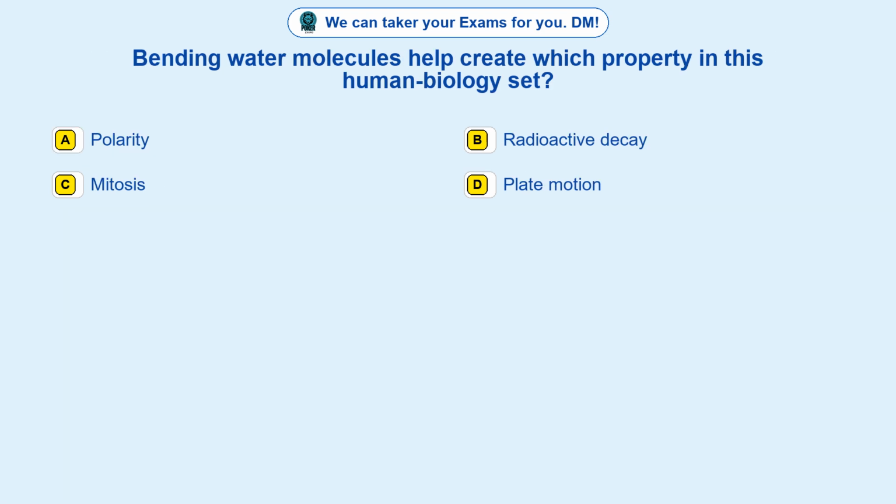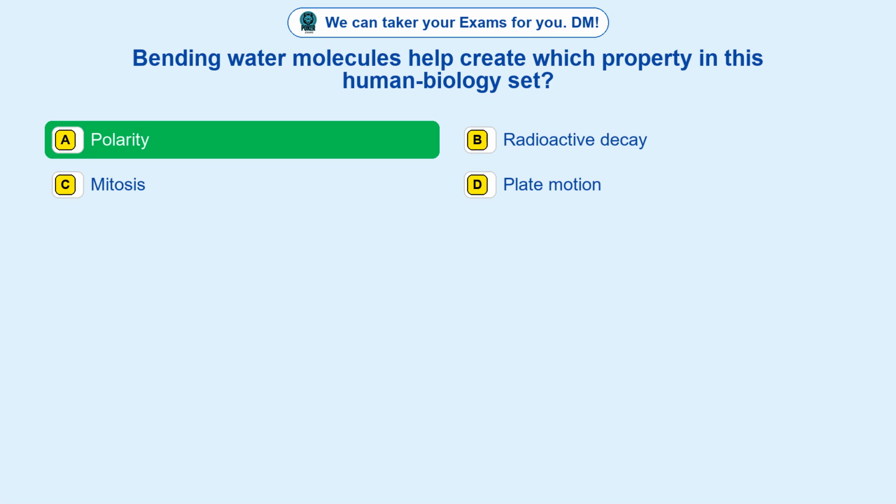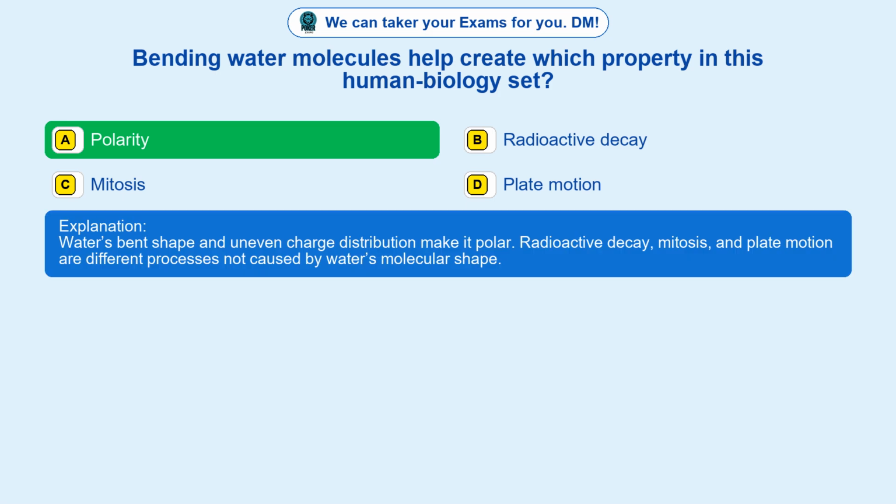Question 50. Bending water molecules help create which property in this human biology set? Option A polarity. Option B radioactive decay. Option C mitosis. Option D plate motion. The correct answer is option A. Polarity. Water's bent shape and uneven charge distribution make it polar. Radioactive decay, mitosis, and plate motion are different processes not caused by water's molecular shape.